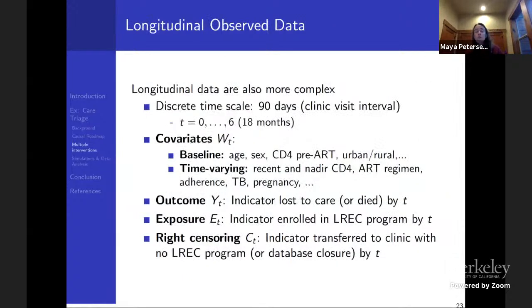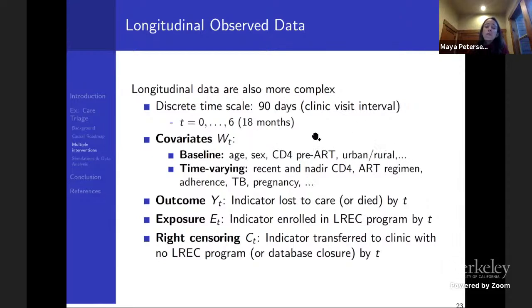So in terms of our observed data, we actually need to recognize that our observed data in this case are also more complex. So we'll keep our discrete time scale corresponding to clinic visit interval and consider then 7 discrete time points here, t equals 0 to 6. As before, we have baseline covariates that are measured at time of eligibility. So we know patients' age, sex, CD4 count, whether they're urban or rural.